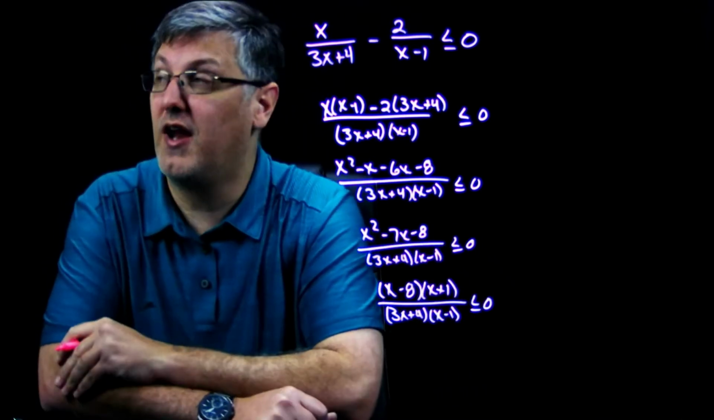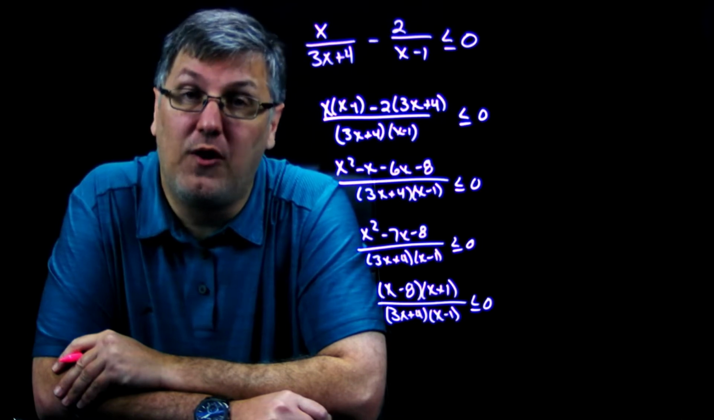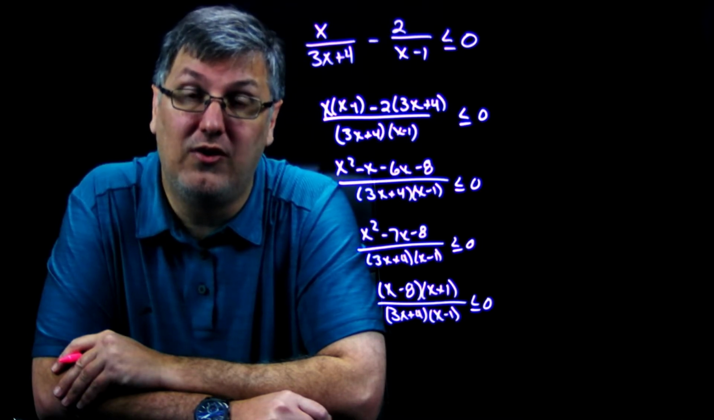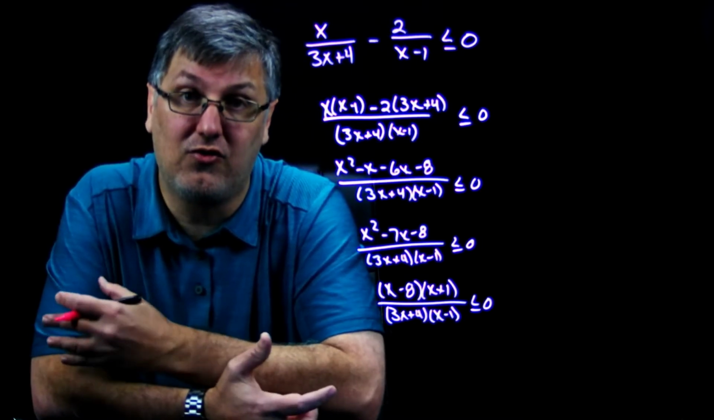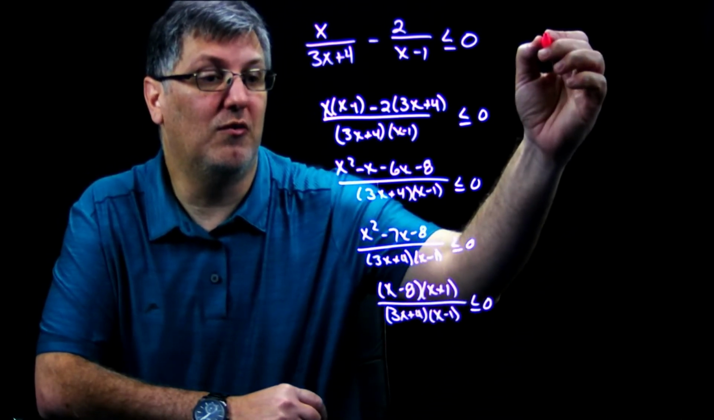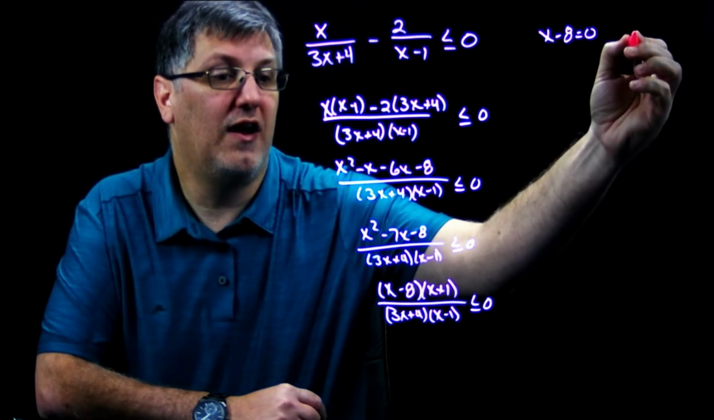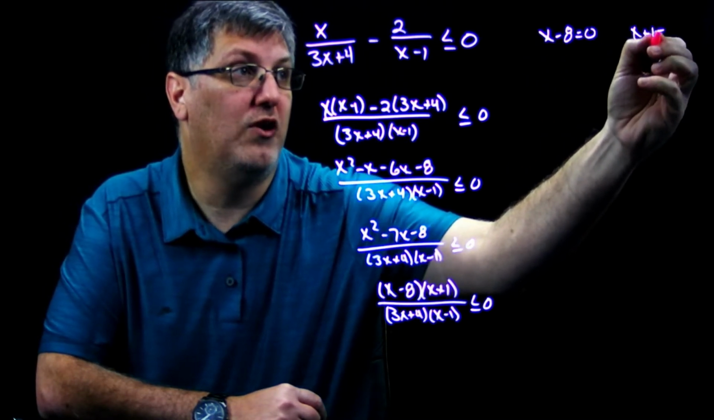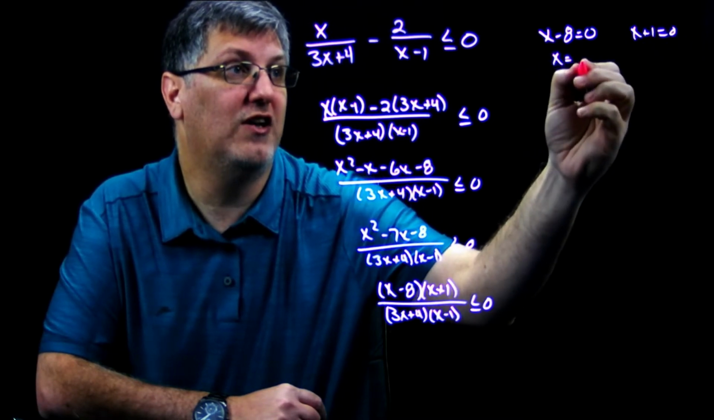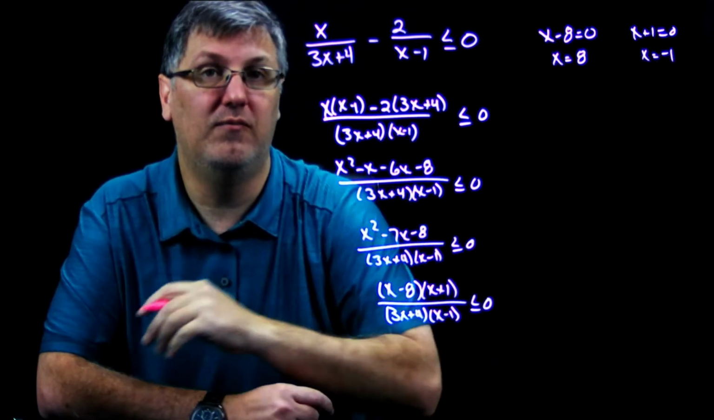Okay, so now that we have it nice and simplified down, all we need to do is find my critical values and do the inequality test to see where the solution set is going to be. So what we're going to do is set my numerators equal to 0. So I have x minus 8 equals 0, and I have x plus 1 equals 0, and in this case my x can equal 8 and my x can equal negative 1.